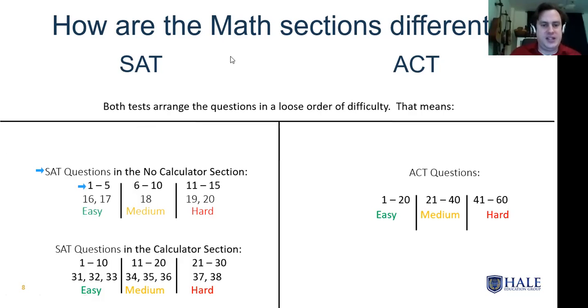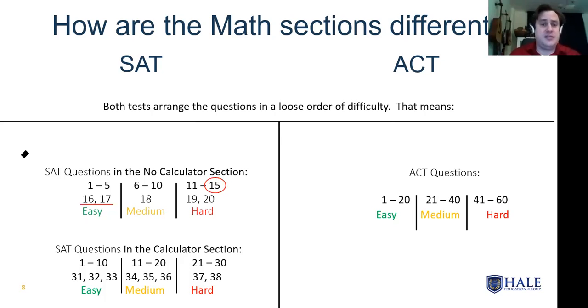So question 15 here, it's going to be a hard question. But the order of difficulty resets. You'll notice that when you get to question like 16, which is your first student-produced response, this is your first written question, that's where the questions kind of get easy again. So this is a very basic tip that I can give students. If you're doing questions 13, 14, 15 on the no calculator section, and you're struggling, well, stop and move on to the grid-ins. Do 16 or 17, do 18.